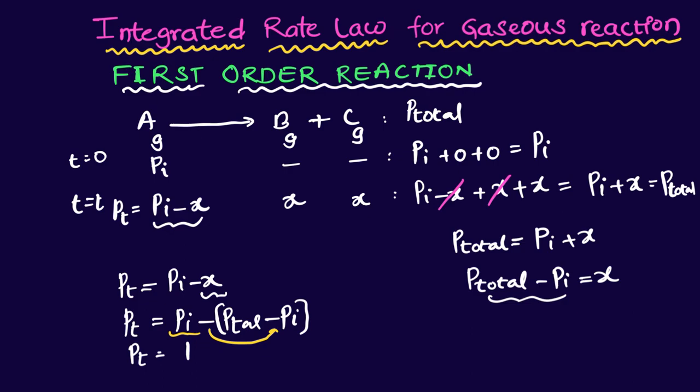Therefore, I can write this as Pi plus Pi minus P total. Totally, it is represented as P at T time is equal to 2Pi minus P total. This is at T time.